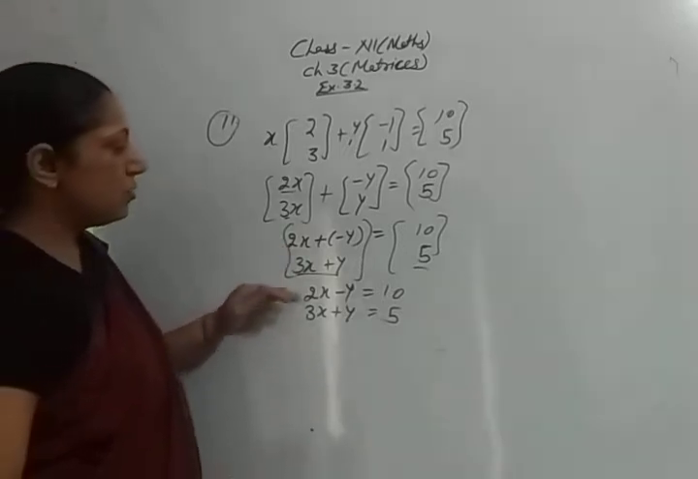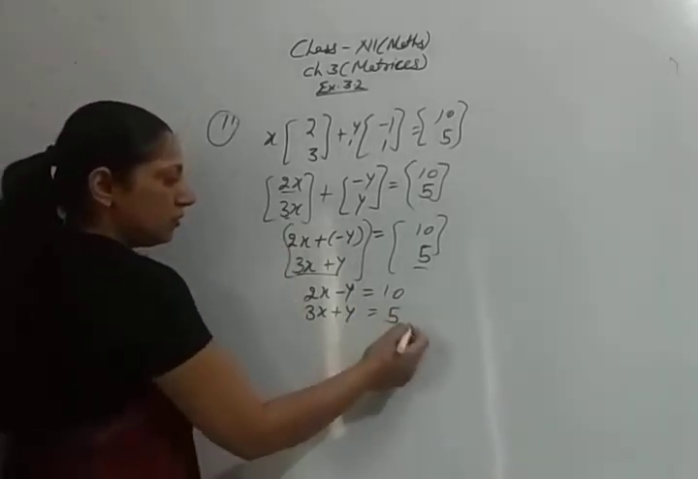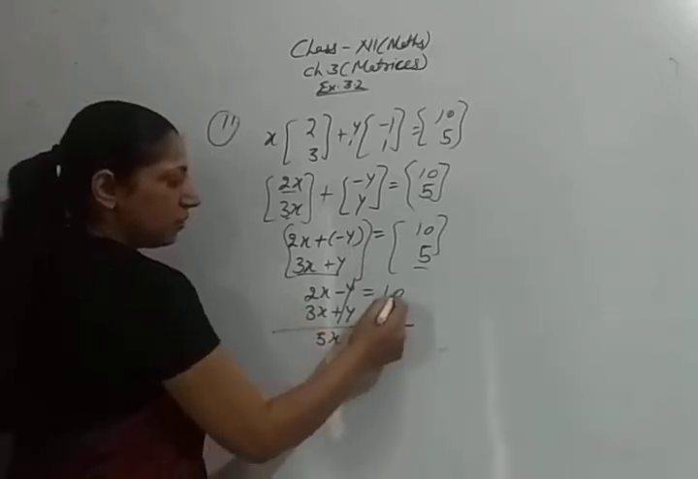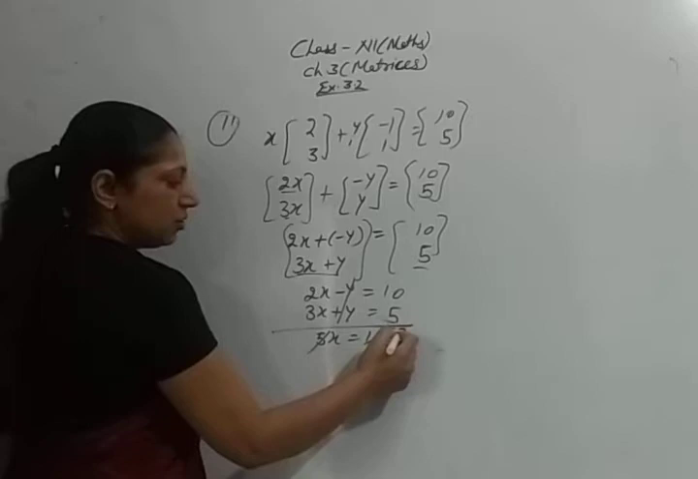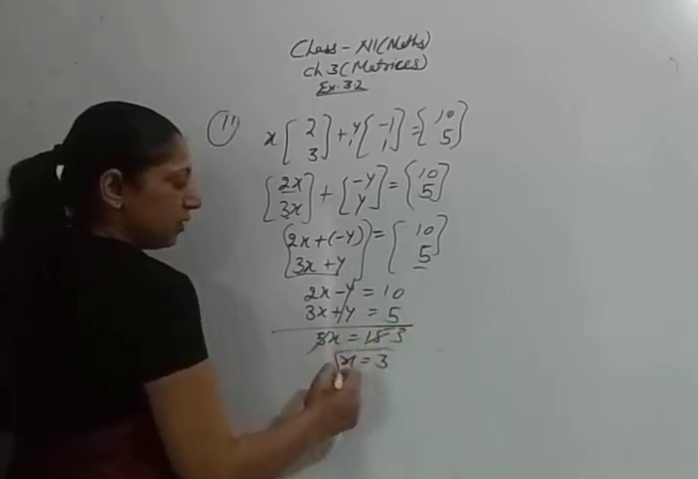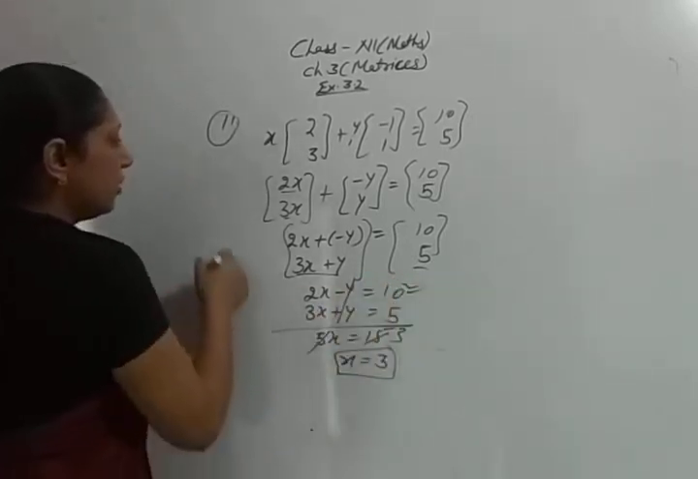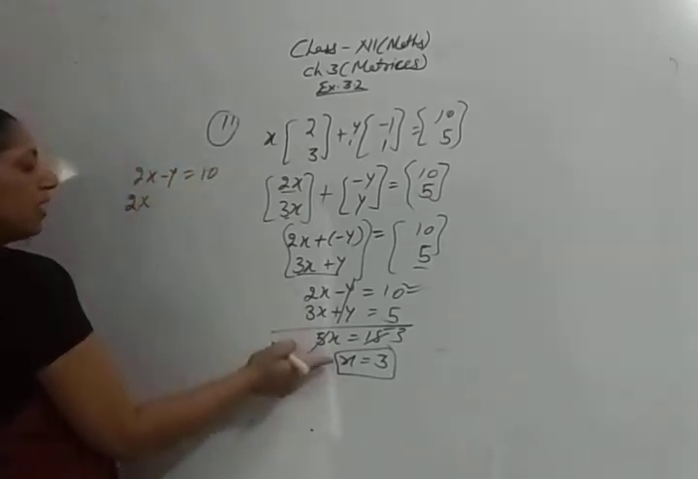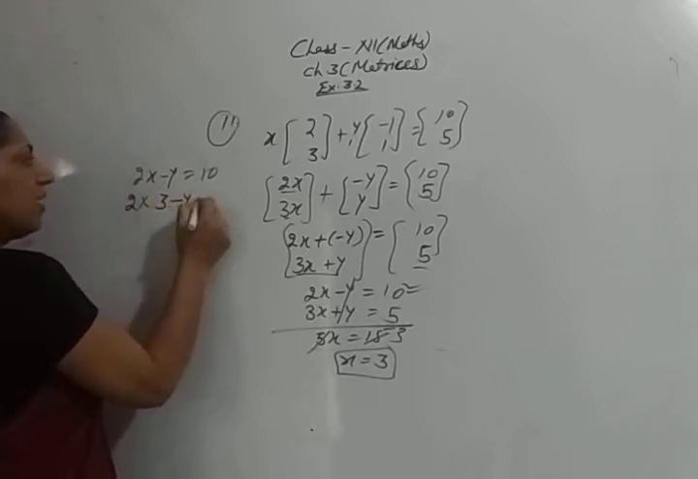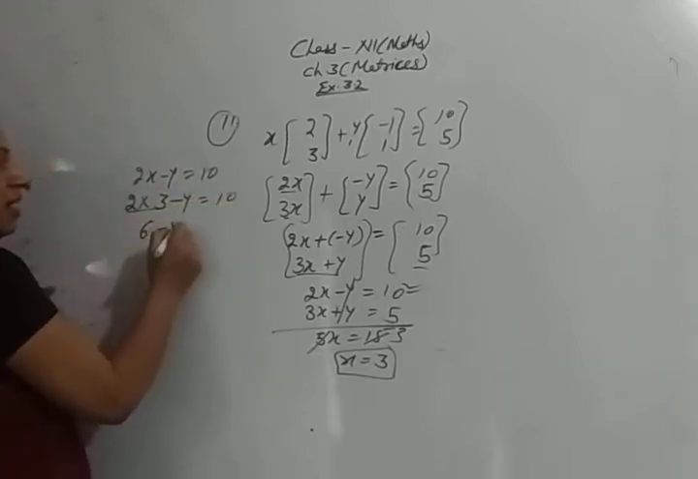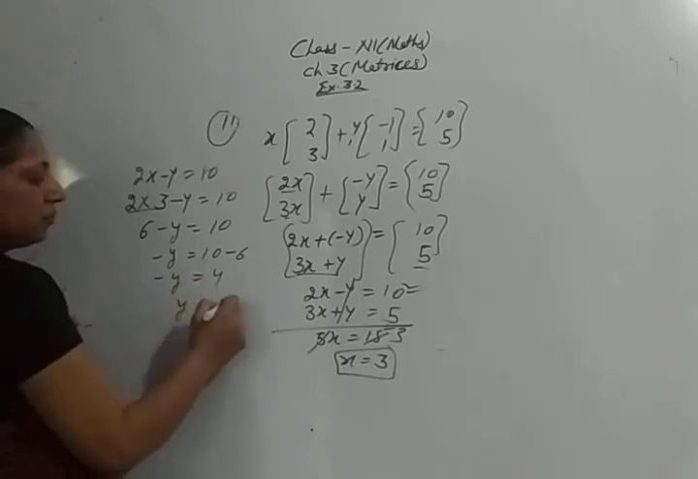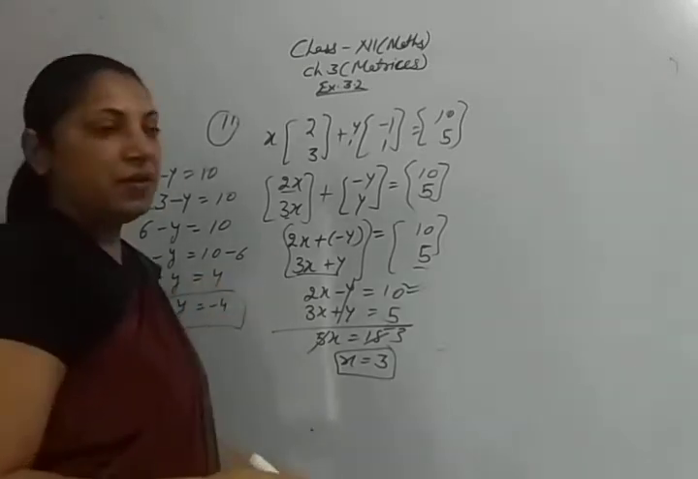Now we have to solve these two equations by any method. So I am going to solve this by elimination method. This y is cancelled. 3 plus 2 is 5x, that is equal to 10 plus 5, 15. So x is equal to 3. Now put this value in this equation. So 2x minus y is equal to 10. Then 2 into x, which is 3, minus y is equal to 10. 2 threes are 6, minus y is equal to 10. Then minus y is equal to 10 minus 6. Minus y is equal to 4, then y is equal to minus 4. So we can find the value of x and y.